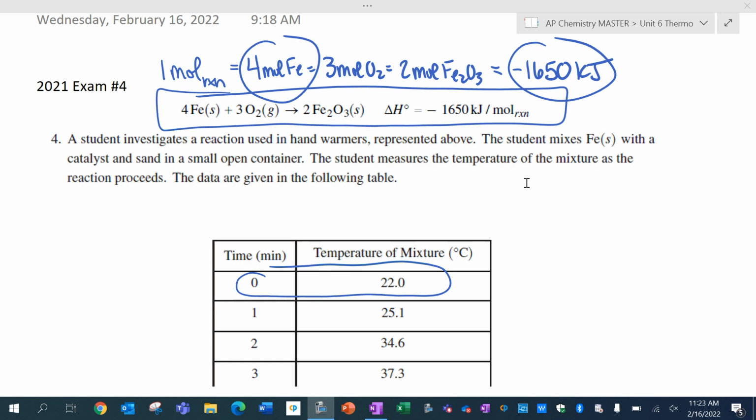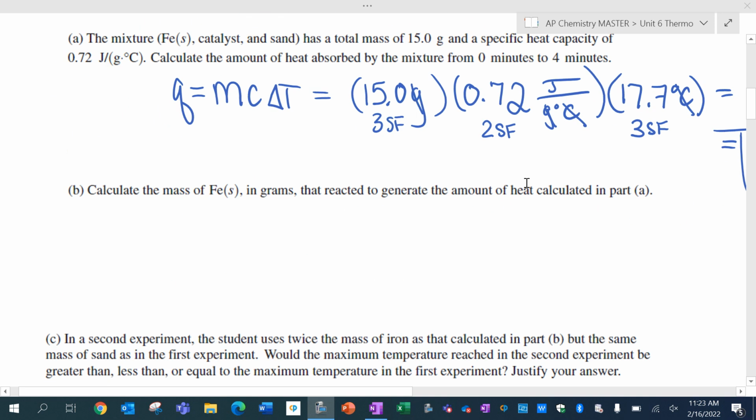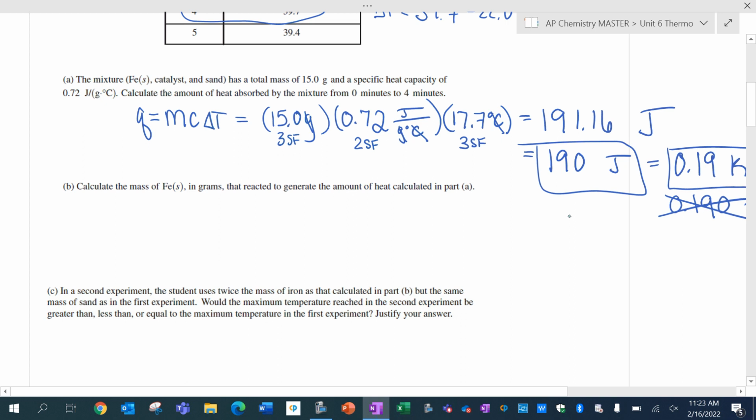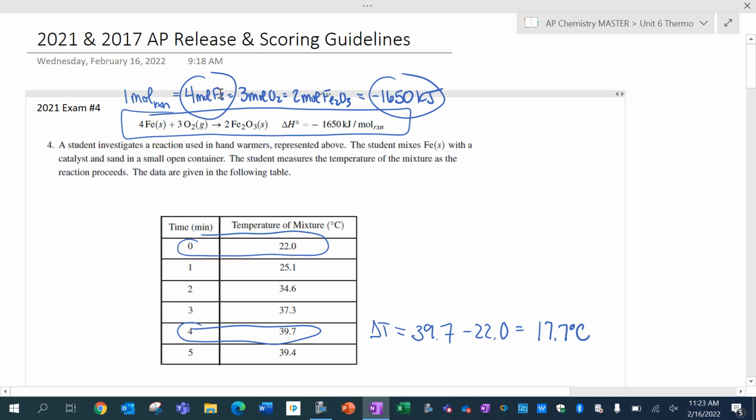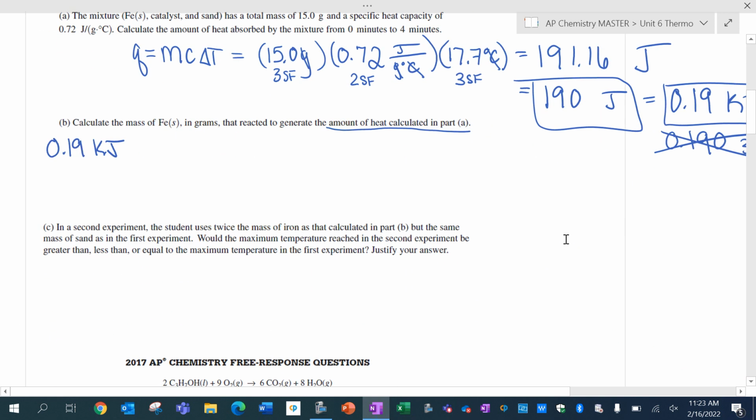So let's scroll back down and see here. Let's think about what we know. We know we want to make 0.19 kilojoules of energy. Okay, that's the amount of heat we calculated in part A. And then also what we know is the relationship that for every 4 moles of iron, we release 1650 kilojoules of energy.